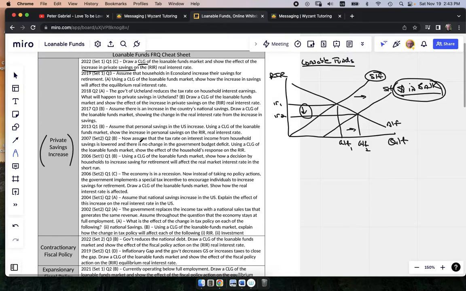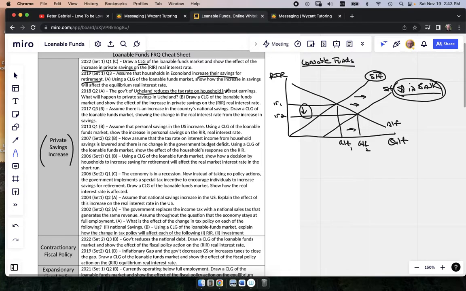Now we're just going to blow through these because they're all really the same thing, but you can see that it's been tested a lot, so you should know this understanding here. In Econoland, they increased their savings for retirement. More money in the banks means a lower real interest rate. 2018, Ucheland reduces the tax rate on household interest earnings. That is a strange question.